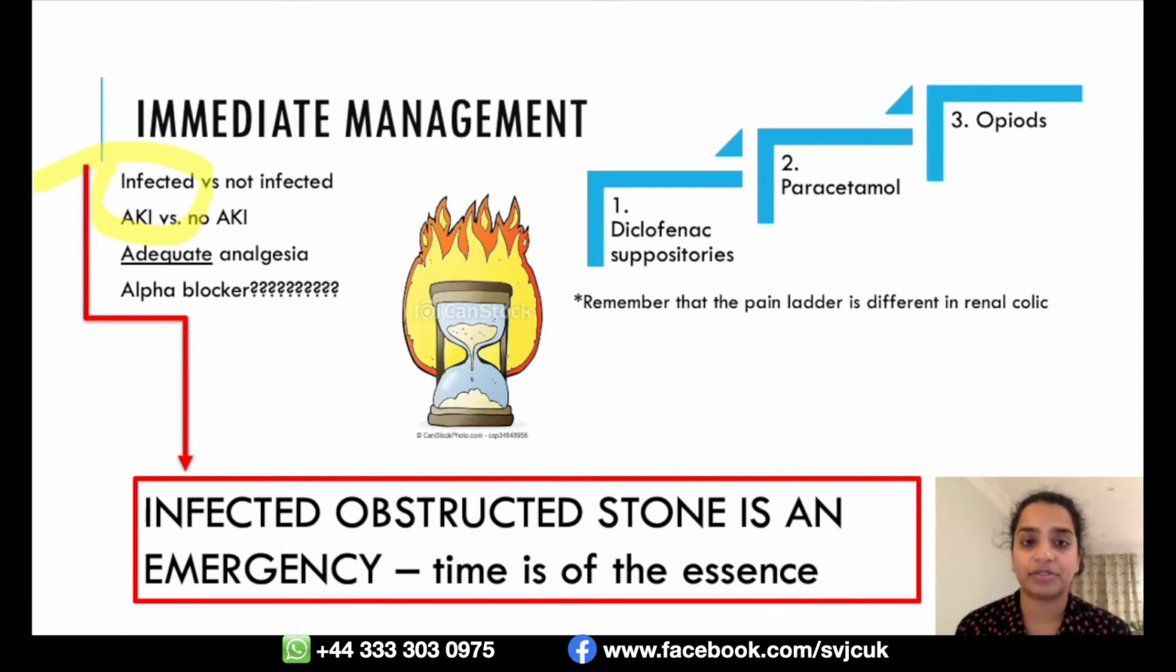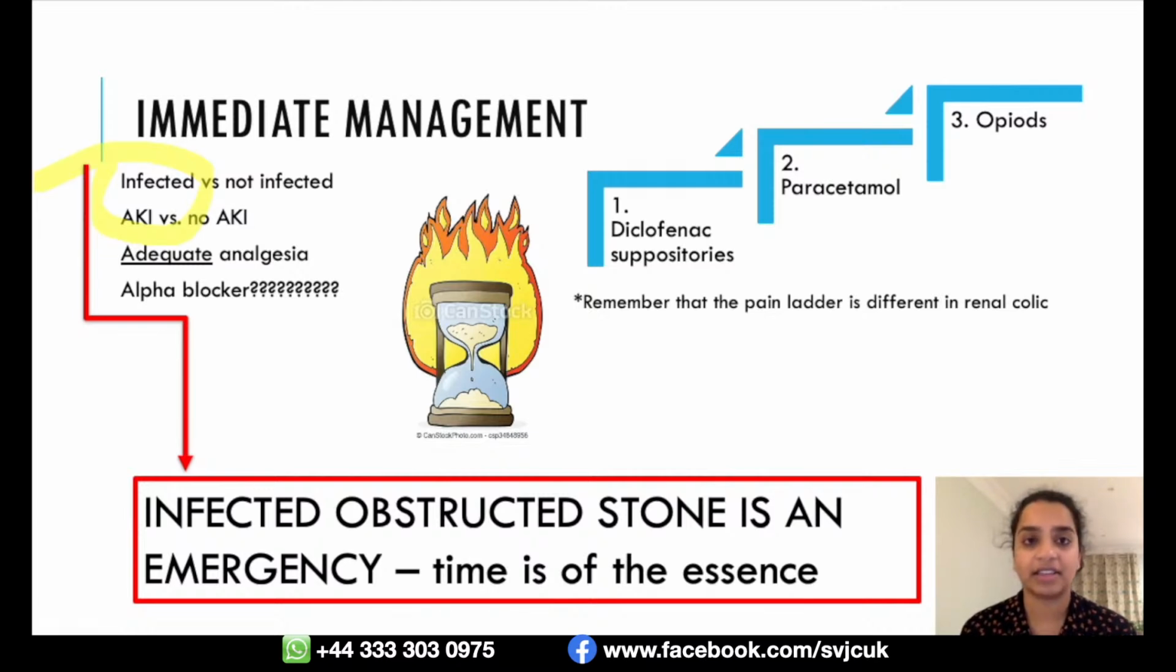Now, I've drawn here the ladder that we use for pain management in ureteric stones. The first treatment is diclofenac suppositories, which is obviously different from the WHO pain ladder. We use diclofenac because it is the most effective painkiller against ureteric colic. Paracetamol is the next step up on the ladder, and finally you get to opioids. Opioids are generally not as useful because they actually paralyze the ureter, which can make ureteric colic worse and can make the chance of stone passage reduced. So we try to avoid opioids at all costs.